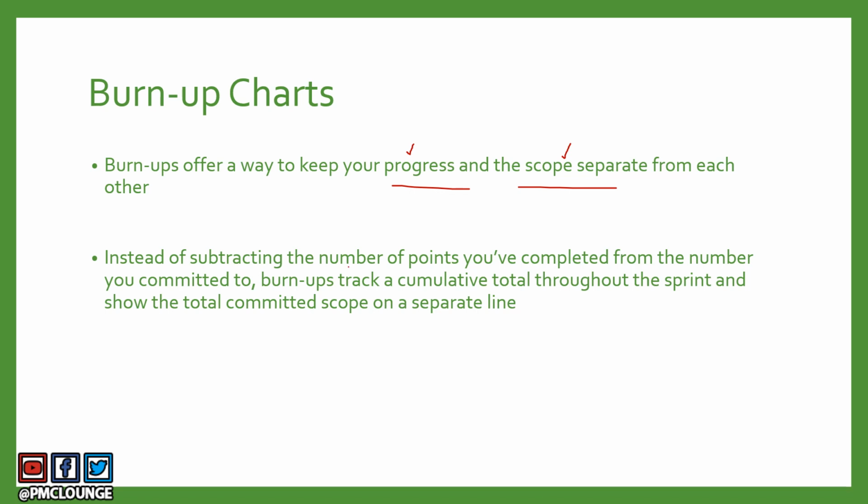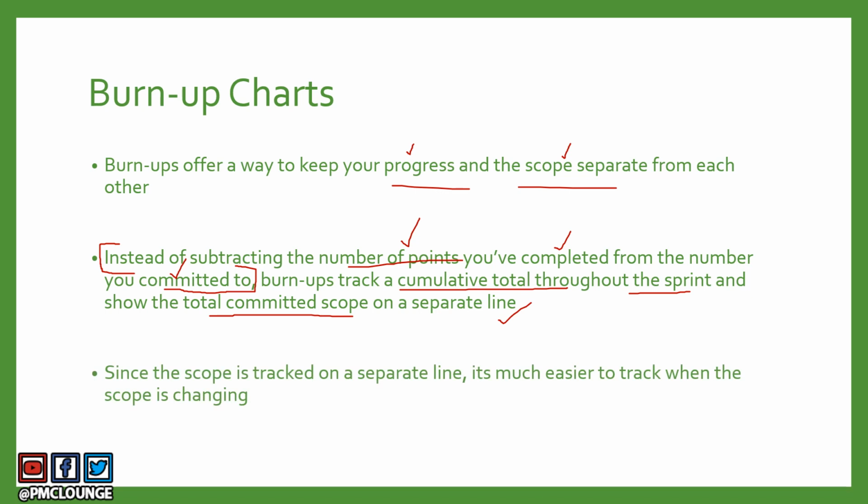Instead of subtracting the number of points you have completed from the number you committed to, which is what you do in the burn down chart, right? This is precisely what we do when we talk about the burn down chart. So you subtract the number of points you have completed from the number that you committed to. That's what burn down charts do. Burn ups, they track a cumulative total throughout the sprint and show the total committed scope on a separate line. So that's the whole difference between a burn down chart and a burn up chart.